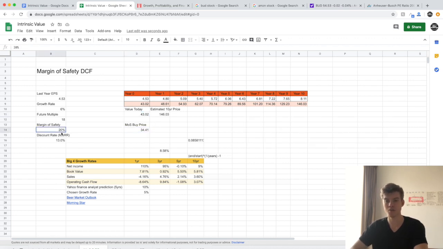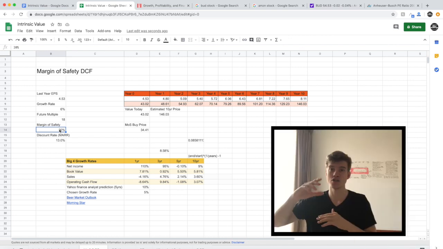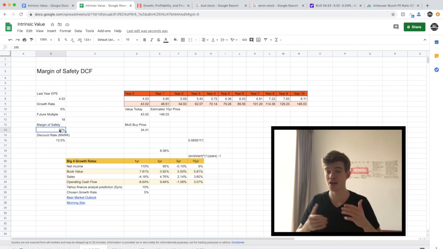Now what we do is we can apply a margin of safety. A margin of safety is just the difference between the intrinsic value of the company and the price that you are buying at. This difference protects you from a bunch of mistakes. The management could mess up, your calculations for the growth rate could be completely wrong, your earnings multiple in the future could be completely wrong, and this margin of safety protects you from these things.